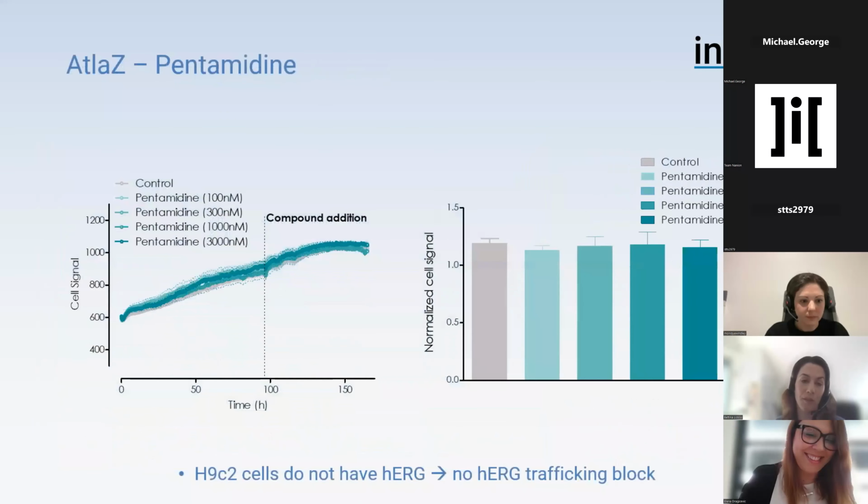I'll just show you a few of them, starting with pentamidine, for example. What you can see here is the cell signal rising when the cells are getting confluent on the plate and impeding current. But if you apply a compound that has a structural cardiotoxic effect, then you will see a decrease here. In the case of pentamidine, you don't see that, which is a bit confusing because usually you would see that at least 24 hours after administration of the compound. But because the cell line has got no hERG, of course, you won't see any hERG trafficking block. And that's why it's actually a good control that pentamidine is not showing any results here.